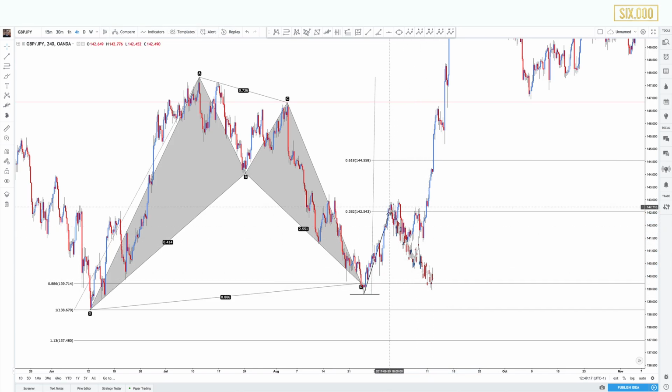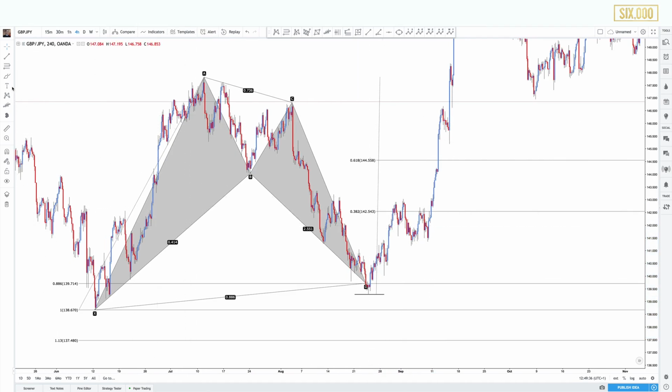Because what we don't want is price achieving this level, which is quite a significant move, and then it continues to move all the way down to this 1.13. And what could have been a profitable trade actually turns into a losing position.